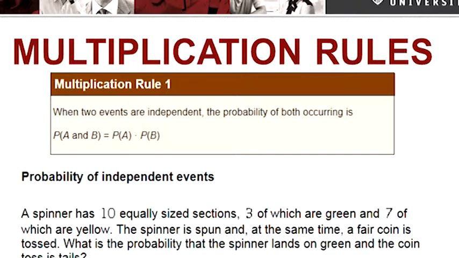Okay? Probability of A or B is addition. Probability of A and B is multiplication. The multiplication rule. So here we have our rule: A times B. So here we have an example.